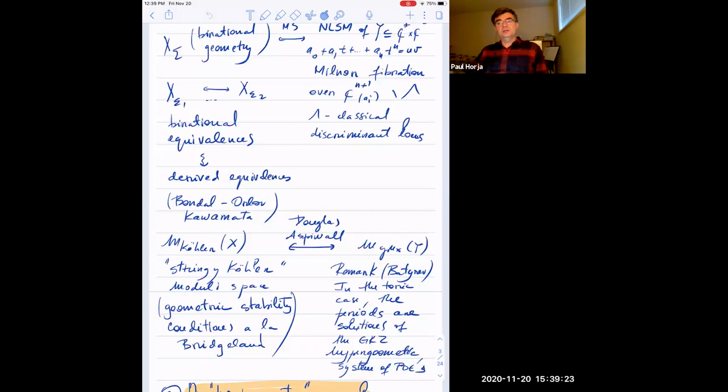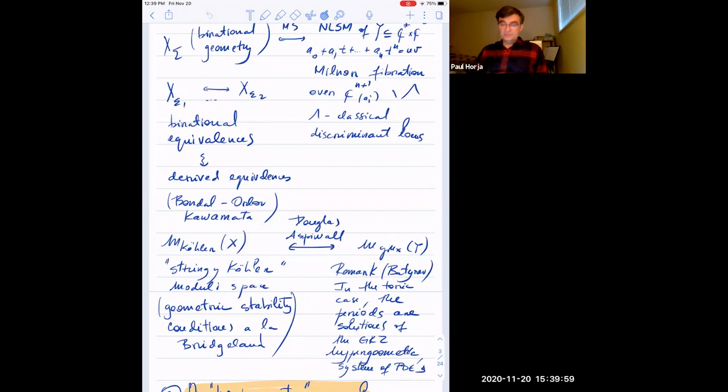What's good about toric geometry is this remark made by Batyrev: in the toric case, you can actually write the periods as solutions of something that was introduced by Gelfand, Kapranov, Zelevinsky. It's a GKZ hypergeometric system of PDEs. So in a way, on the left, we have this space, which to this day, as far as I can tell, has not been defined in general.